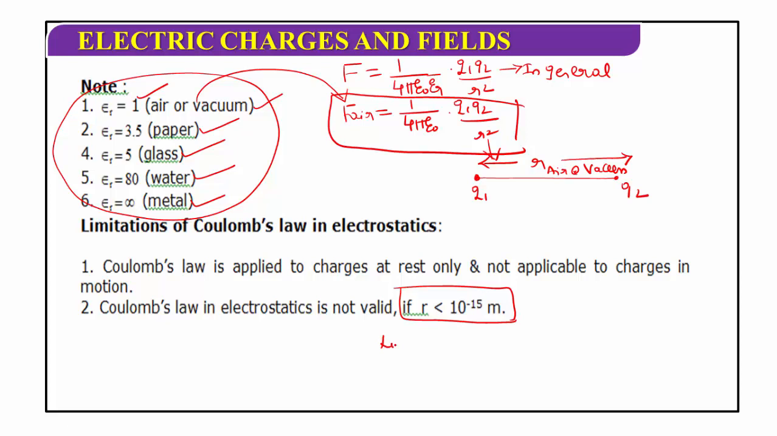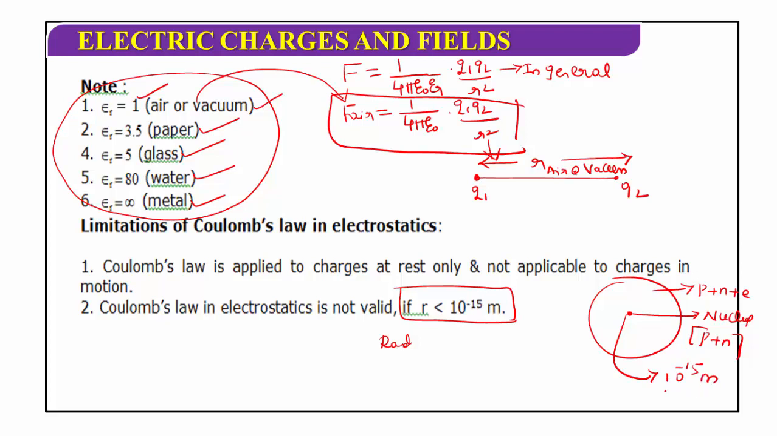Here the radius of the nucleus, you know that concept of matter. The atom consists of proton, neutron and electron. All the electrons are revolving around the nucleus in a circular orbit. Nucleus contains protons and neutrons together. The size of the nucleus is in the order of 10 to the power of minus 15 meter. That's why Coulomb's law in electrostatics is not valid if r is less than 10 to the power of minus 15 meter.